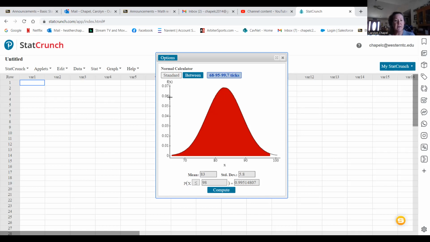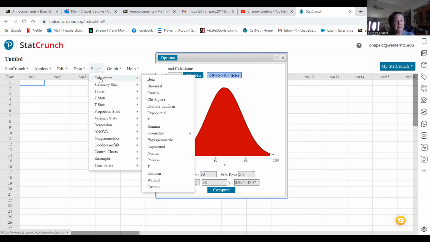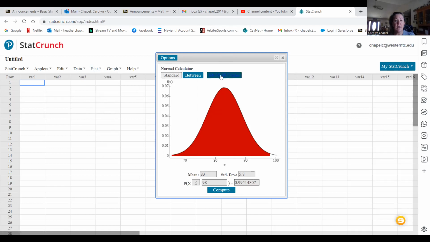All right. So again, to get to this screen, we would have gone into Stat, under Calculators, over to the Normal. Clicking this one brings up this screen. Change your mean, change your standard deviation. You can put in those empirical rule tick marks, if that helps you understand things better. And we can do it this way. All right. I'm going to go back to my other screen so we can get our next question.